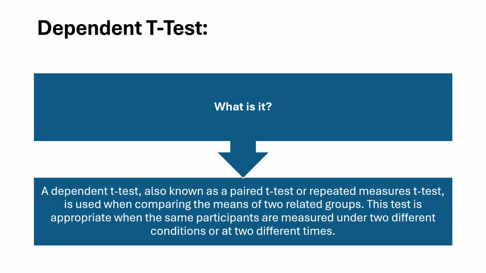Now, if we're going to give an example within sports rehabilitation, if you're evaluating the effects of a new ankle brace on athletes recovering from a sprained ankle, you measure each athlete's balance before wearing the brace and then again after wearing the brace for a week. Now, you would use a dependent t-test because you're comparing the average balance scores before and after using the brace to determine if the brace significantly improves balance.